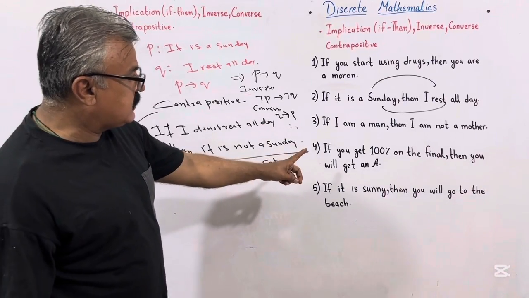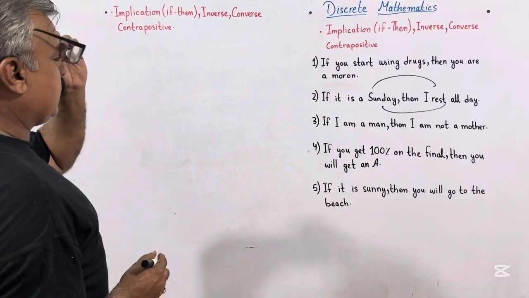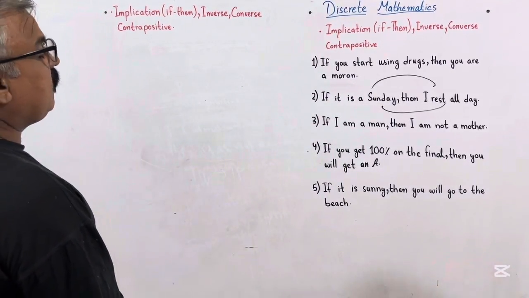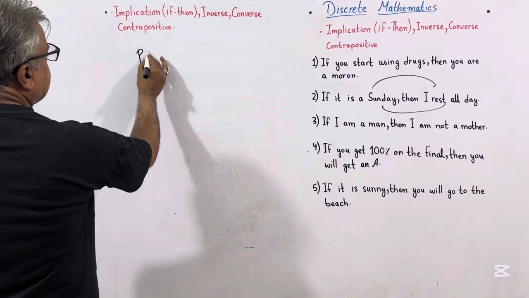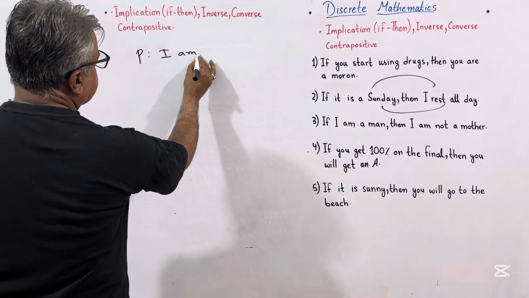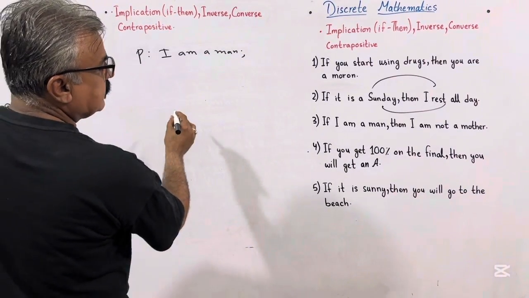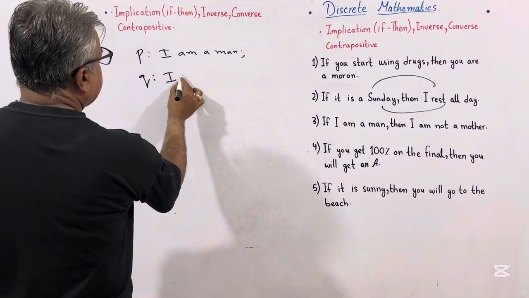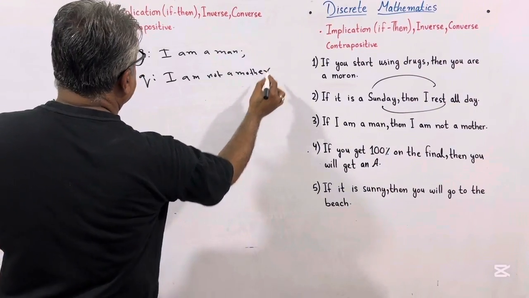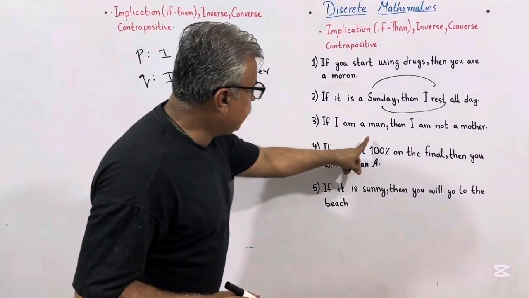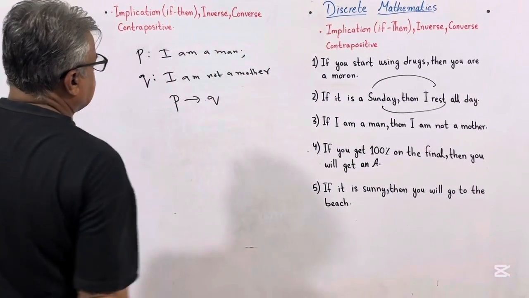Moving towards the next, implication number 3. If I am a man, then I am not a mother. Suppose P is "I am a man" and Q is "I am not a mother." This is our P, this is our Q. The simple implication is P implies Q.